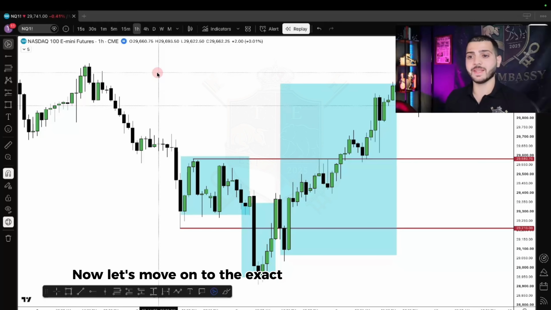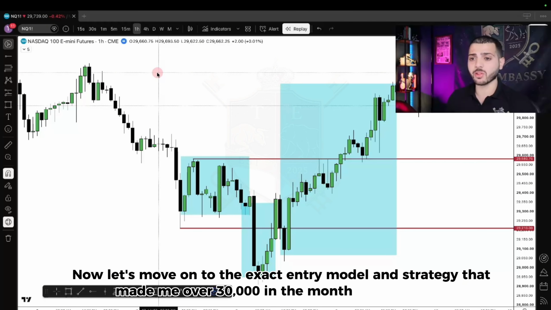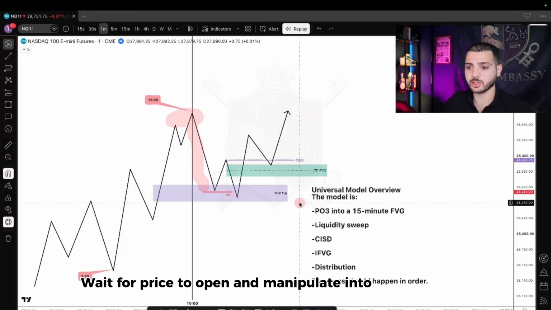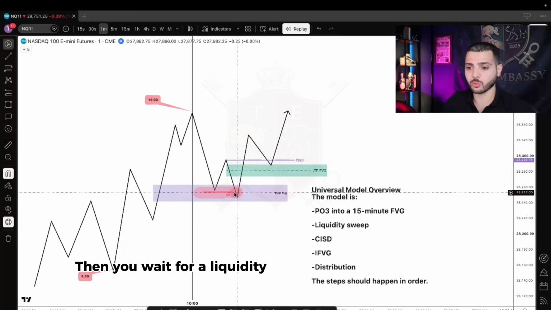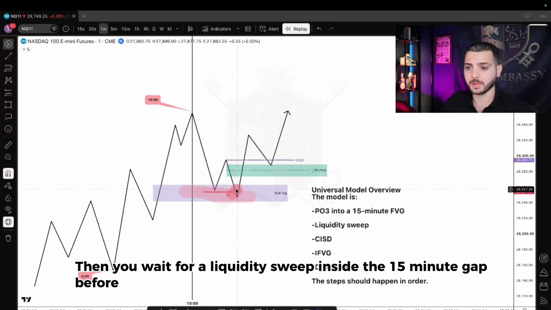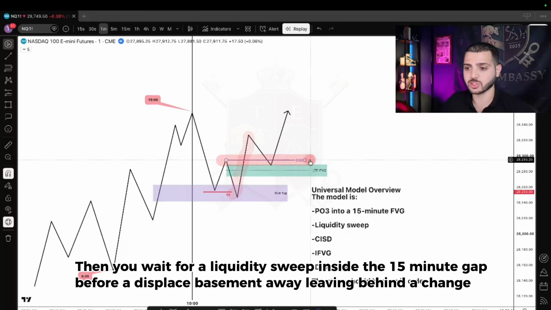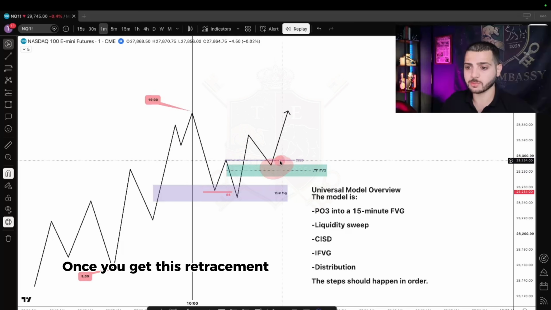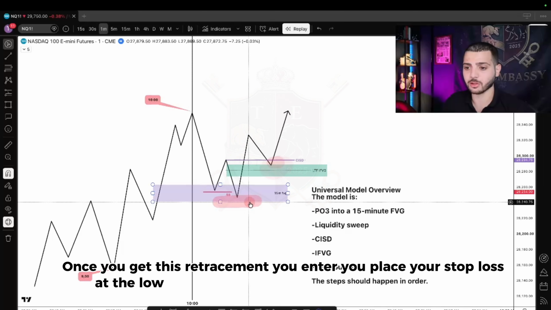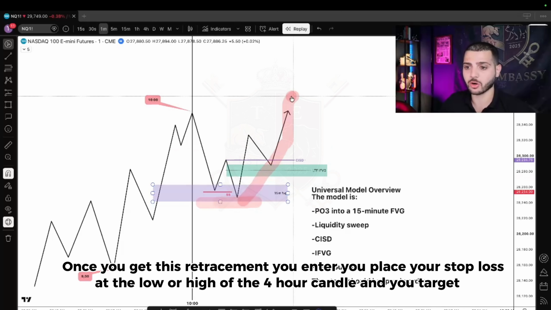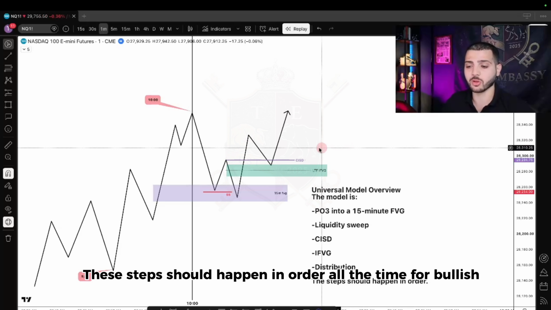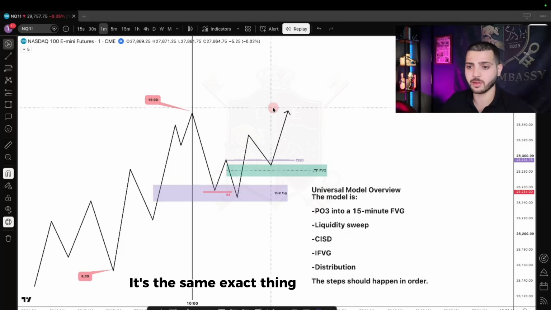Now let's move on to the exact entry model and strategy that made me over 30,000 in the month of July. At 10 a.m. Eastern Standard Time, wait for price to open and manipulate into a 15-minute gap. Then you wait for a liquidity sweep inside the 15-minute gap before a displacement away, leaving behind a change in state of delivery, then a retracement back into an IFVG. Once you get this retracement, you enter, you place your stop loss at the low or high of the 4-hour candle, and you target a minimum 2 to 1. These steps should happen in order all the time. For bullish and bearish examples, it's the exact same thing, just flip it.